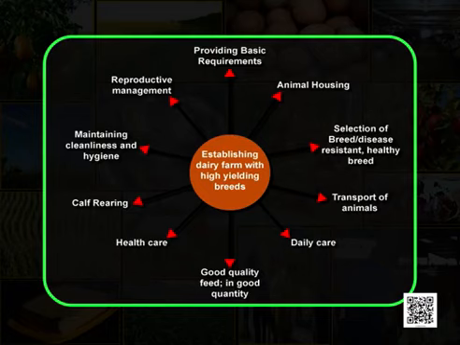Now, let us list the things that we need to keep in mind while establishing a dairy farm. While establishing a dairy farm with high yielding breeds, we must provide the basic requirements to them, which are animal housing, selection of breed, that is a breed which is disease resistant and is a healthy breed, transport of animals, good quality feed in good quantity. Now, that is very important, good quantity, daily care, health care, calf rearing, maintaining cleanliness and hygiene, and reproductive management.